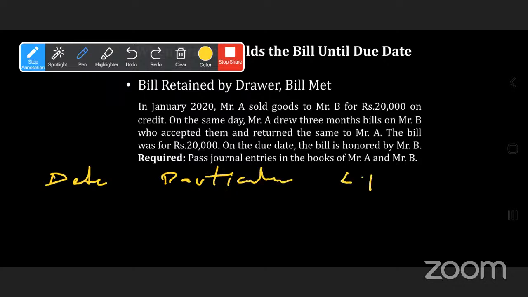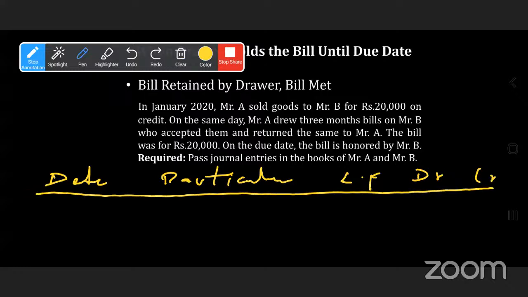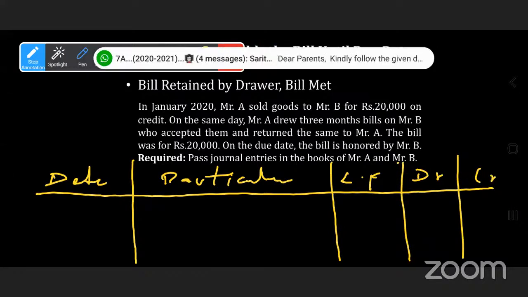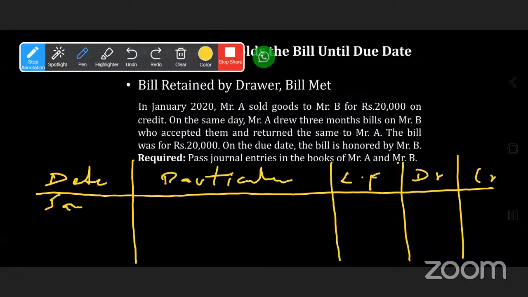You can continue with the same entry. At the starting you have to write all these particulars, and then continue line by line. So on January 1st, 2020. You have already mentioned the year 2020 in the first entry, so we need not always mention 2020. It continues to the other entries.